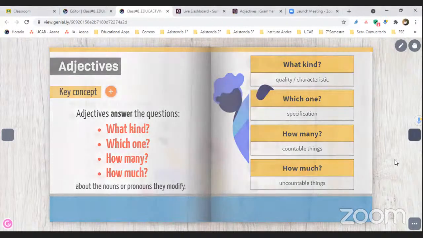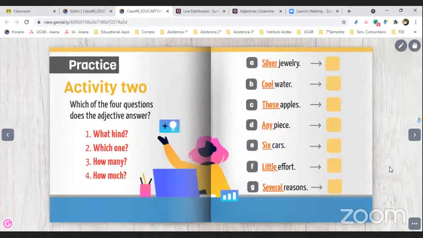So our last activity before we go is this one. We need to identify which of the 4 questions the adjective answers. Okay, so we have here 7 things that are described by adjectives. And we need to identify which question the adjective is answering. For example, we have here silver jewelry. I'm going to do this one so you can see an example.